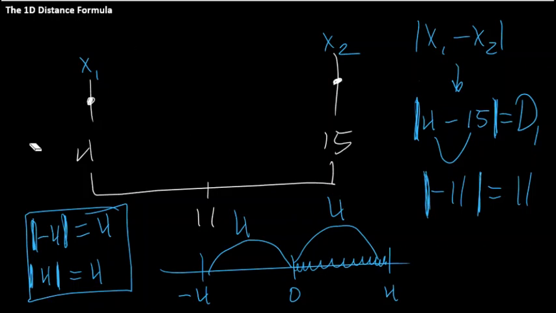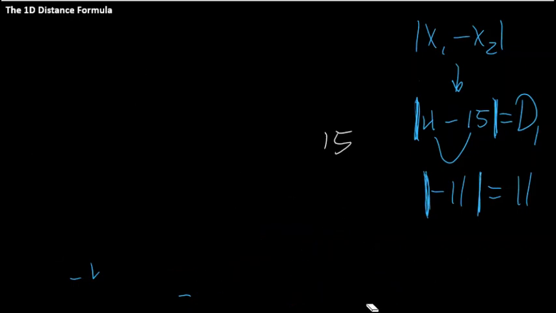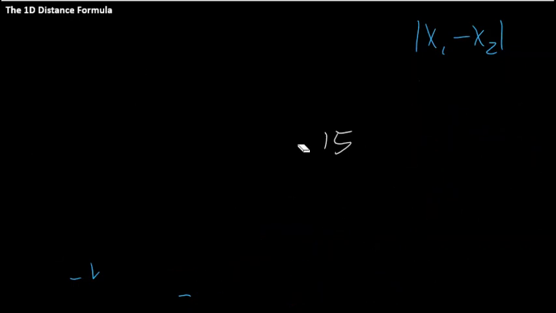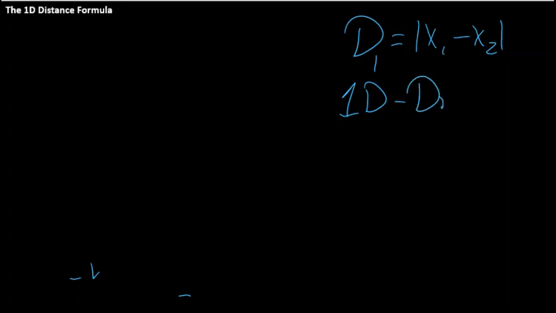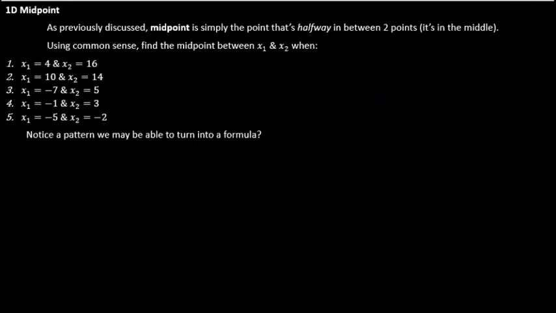Anyway, I digress. Our formula for one-dimensional distance is this guy right here. I'm going to use D with a subscript of 1 to denote that this is one-dimensional distance. This is super important. It needs to go in your notes. We're going to build a lot off of that.